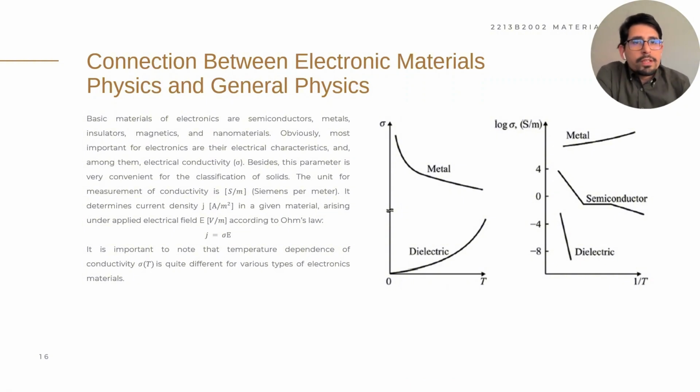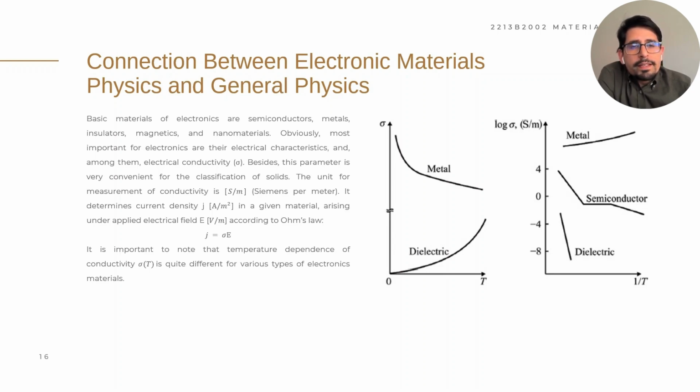Electronic materials, including metals, semiconductors, insulators, magnetics, and nanomaterials, are primarily classified based on their electrical properties. The most critical parameter in this classification is electrical conductivity, sigma, measured in Siemens per meter. According to Ohm's law, the relationship between current density J and the applied electrical field E is given by J = sigma E. The temperature dependence of conductivity varies significantly across material types.